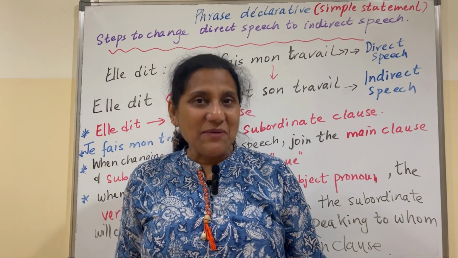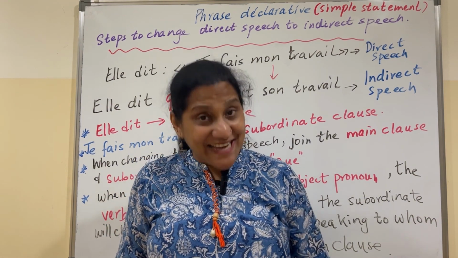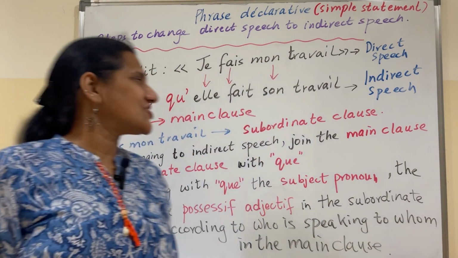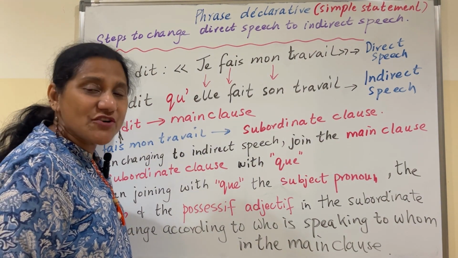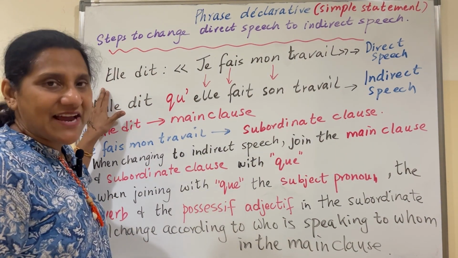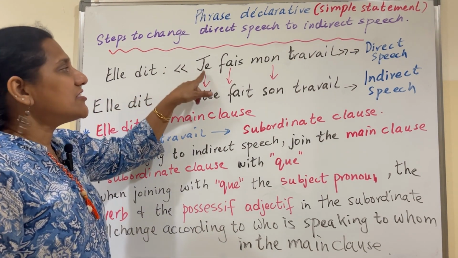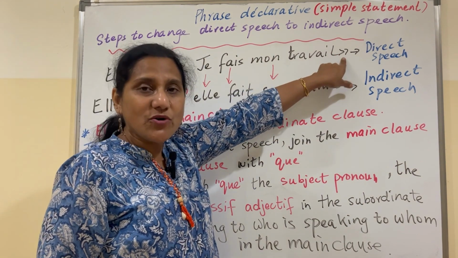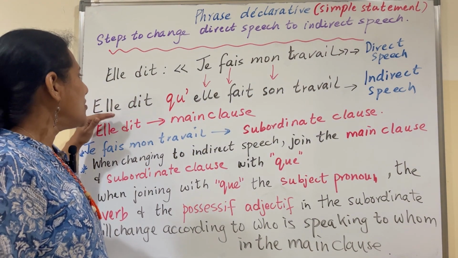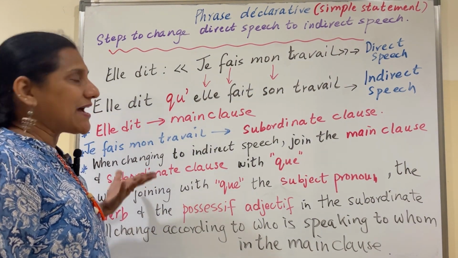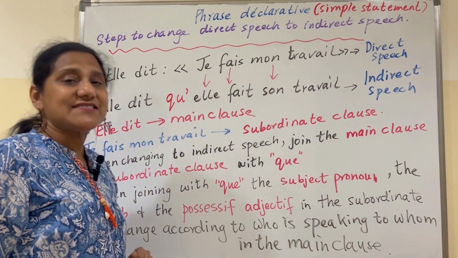Let's look at an example to understand how to change direct speech into indirect speech. So here we go. Elle dit, « je fais mon travail. » This is direct speech. So this is how it's written. Elle dit, colon, put a quote, je fais mon travail and close the quote. It is direct speech. Now, to change it to indirect speech, what will my answer be? Elle dit qu'elle fait son travail.